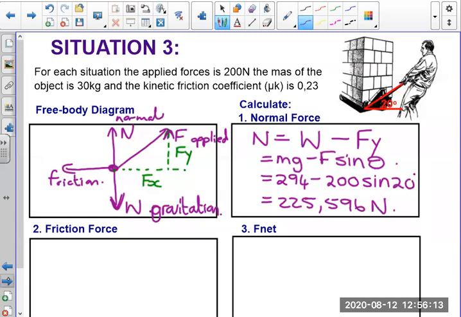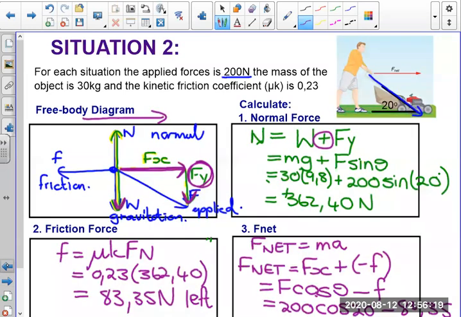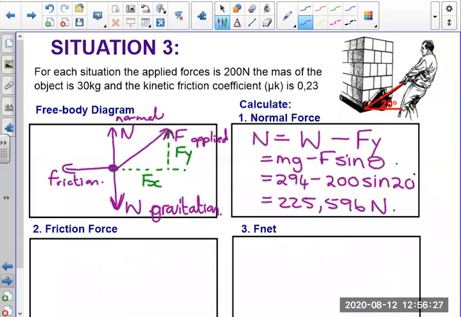Now let's quickly compare the normal force of the previous situation with the normal force now. In the previous situation, the normal force was 362,4. Can you see that? And now the normal force is 225,59. So it means that the normal force decreased. Okay, just keep that in mind. The normal force now decreased.